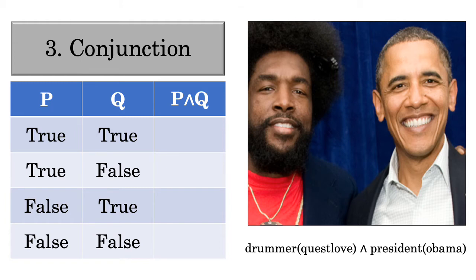So let's just go through these quickly, right? Both statements might be true. P might be true and Q might be false. P might be false and Q might be true, or they both might be false. And you see that those correspond to our four rows.